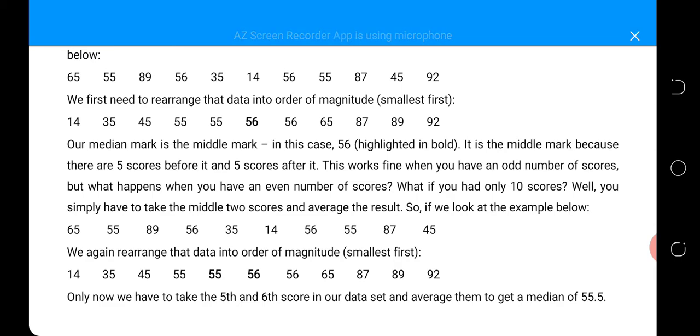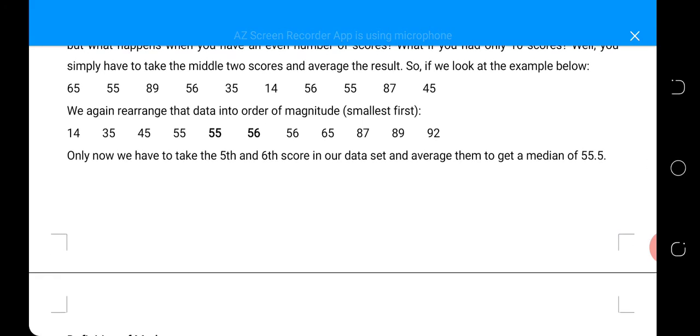This works fine when you have an odd number of scores. But what happens when you have an even number of scores? What if you add only 10 scores? Well, you simply have to take the middle 2 scores and average the result. So, if we look at the example below, we again rearrange the data into order of magnitude, smallest first. Only now we have to take the 5th and the 6th score in our data set and average them to get a median of 55.5.